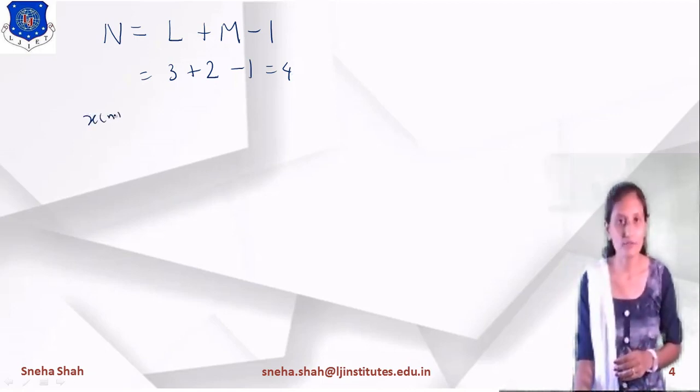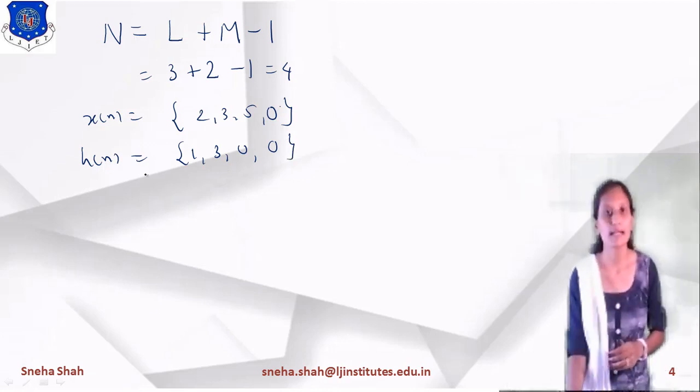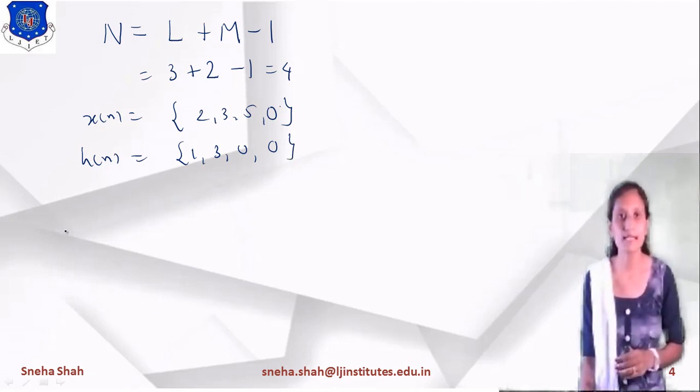So first of all x of n is given to you as 2, 3, 5. To give it 4 terms we'll add a 0. And in the same way, h of n has value 1, 3. So to get 4 terms, I am writing 2 zeros. Right? So this one is x of n, this one is h of n.